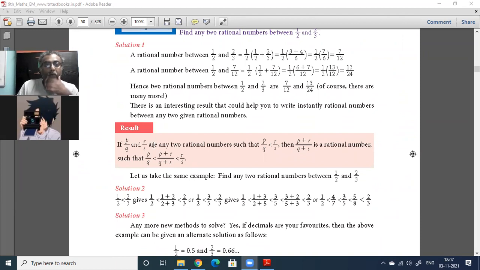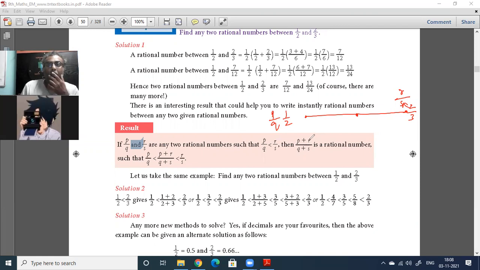Now he's giving a rule based on this. If P by Q and R by S are any two rational numbers such that P by Q is less than R by S, you take a straight line. We had half and 2/3. You represent this by P by Q, and this by R by S. P by Q is less than R by S, correct? Then P plus R by Q plus S is a rational number. It is simple, they are giving a simple solution. And this P plus R by Q plus S is less than R by S. It is between them. So for any two rational numbers, you can get another rational number in between them by P plus R by Q plus S.